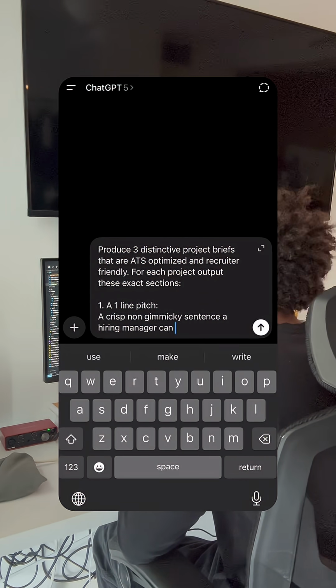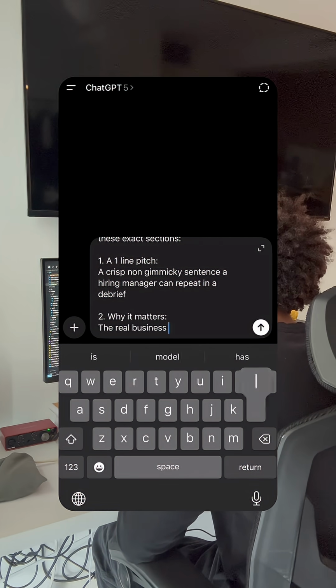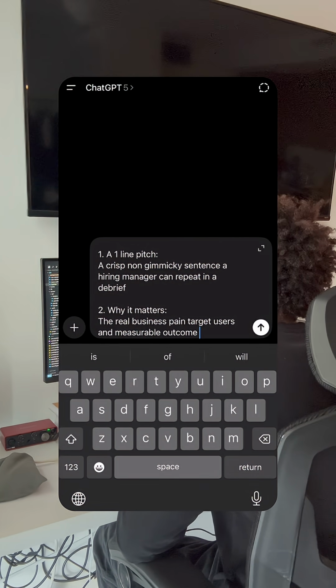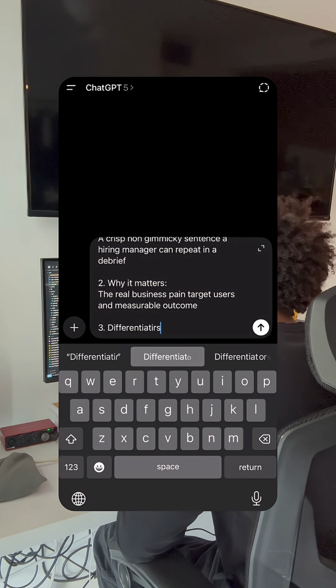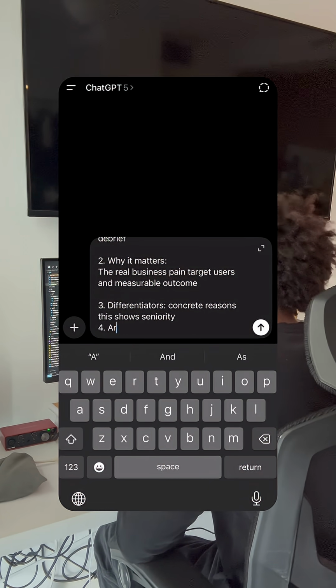Number 1, a one-line pitch. A crisp, non-gimmicky sentence a hiring manager can repeat in a debrief. 2, why it matters. The real business pain, target user, and measurable outcome. 3, differentiators. Concrete reasons this shows seniority.